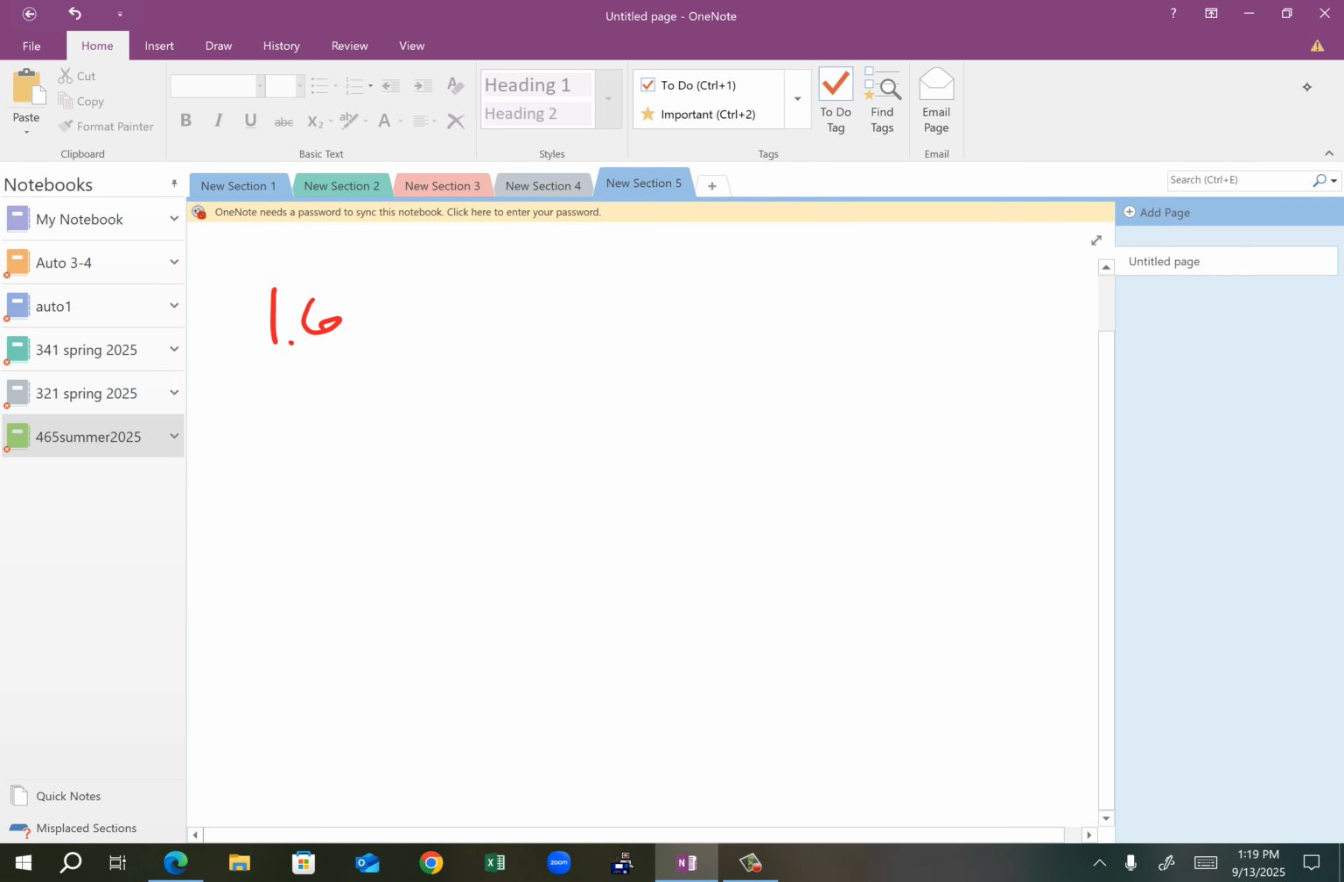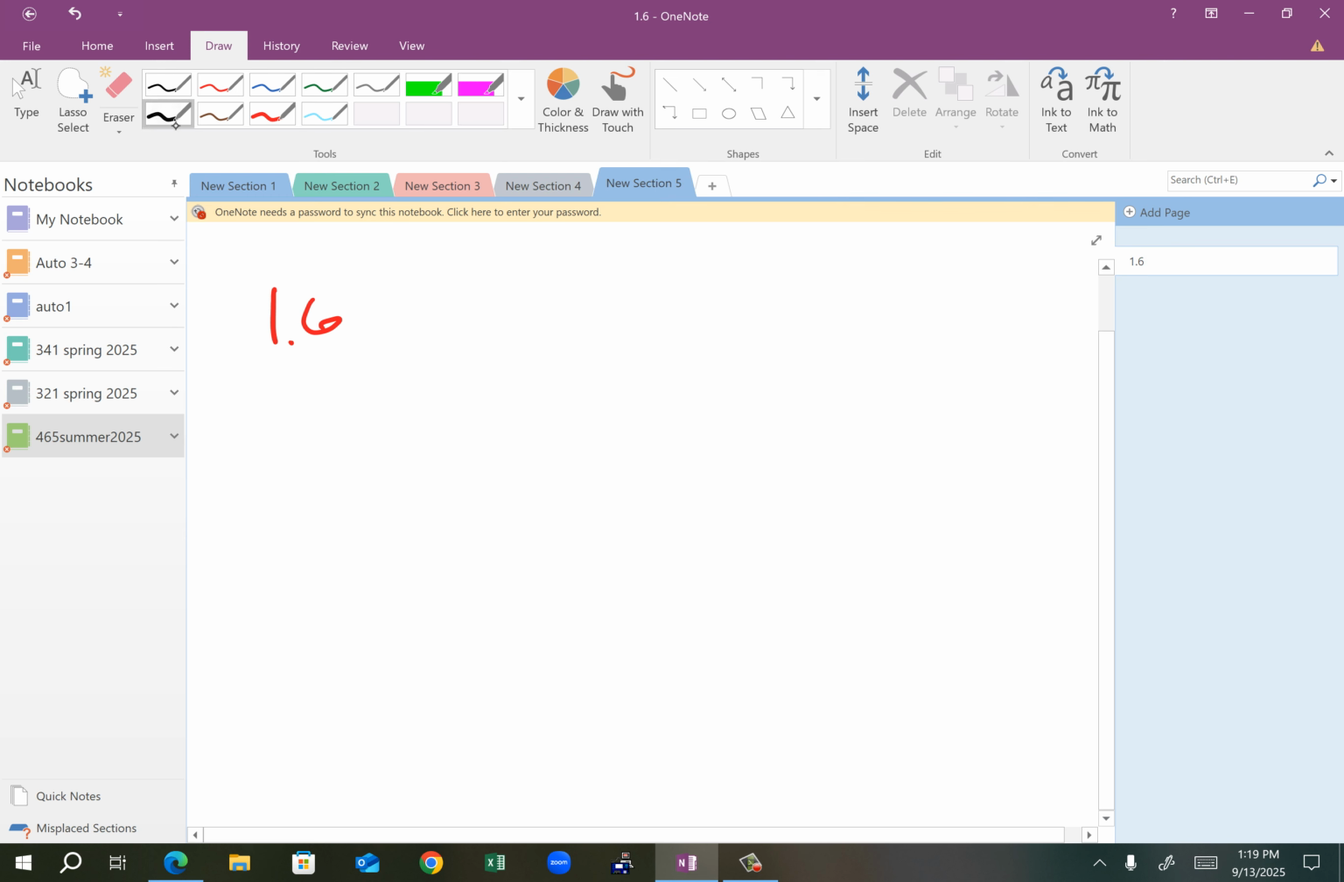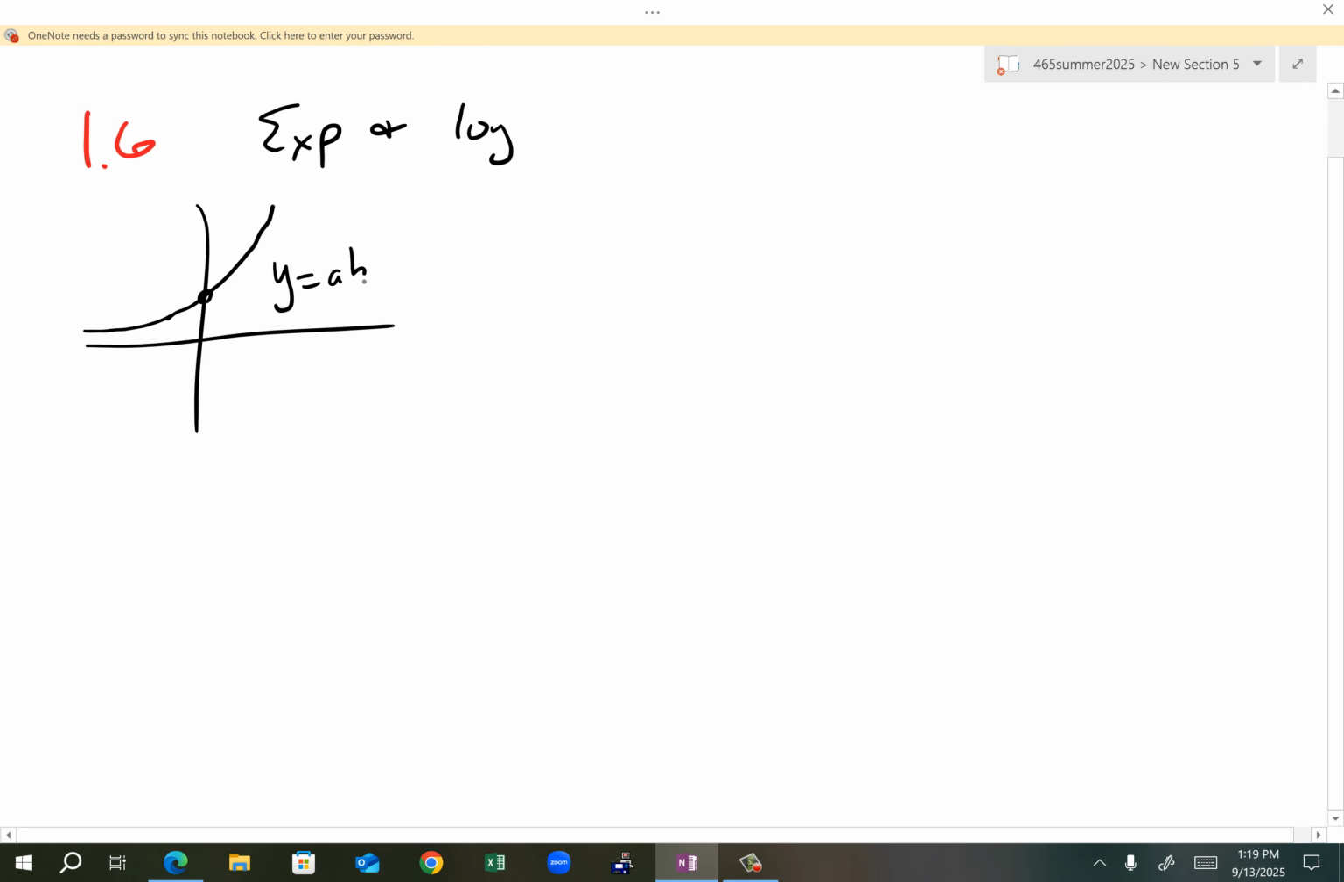So anyway, today I thought we'd chat about 1.6, which is exponents and logarithms. Again, this is all review. It's just a matter of making ourselves good at it. So of course, what do we know? We know exponentials always look something like this. If you have y equals a b to the x, it passes through the point (0, a). And specifically, we want y equals b to the x here.